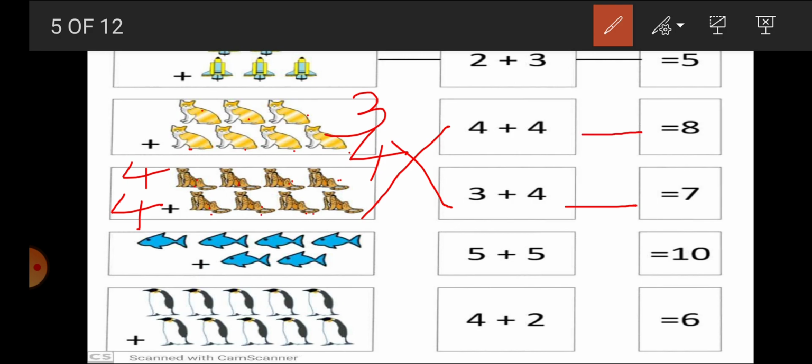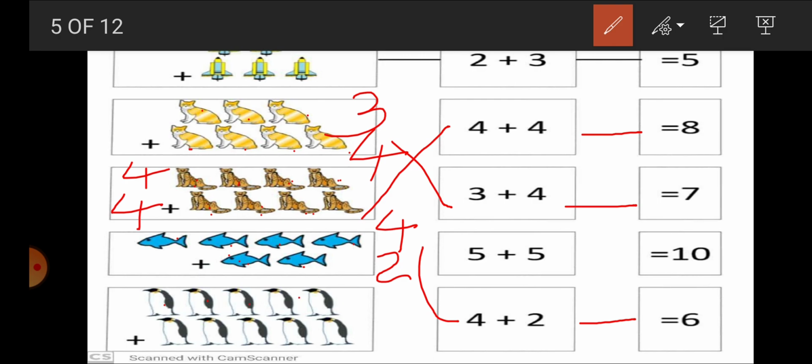Is it okay? Next is 1, 2, 3, 4, plus 1, 2. 4 plus 2. Where is it present on the screen? Yes, it is here. Match it. 4 plus 2. What will be the answer? 1, 2, 3, 4, 5 and 6. This is the answer.